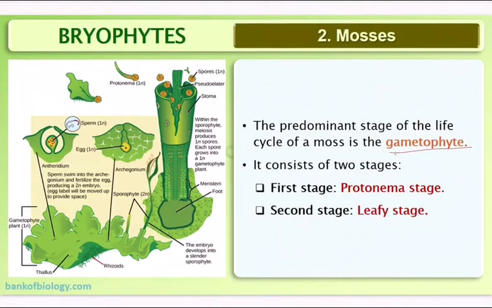Now, what about mosses? The predominant stage of the life cycle of moss is the gametophyte. Now, which is dominant in this? It consists of two stages. The first stage is the protonema stage. The second stage is the leafy stage. Now, you can see the protonema on the thallus, and then this protonema is expanded.